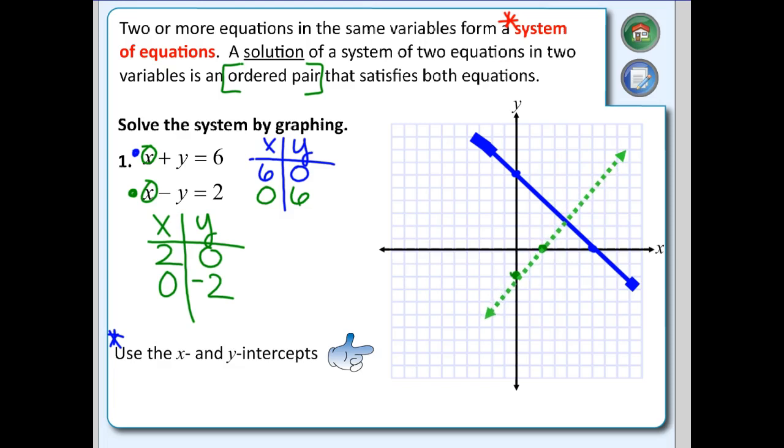Now, the ordered pair that satisfies both equations is where those 2 lines intersect. Now, where do they intersect? Well, 1, 2, 3, 4. I have to go right 4, so that's my x-coordinate. And then we have to go up 2. So their point of intersection, the ordered pair that satisfies both equations, is (4, 2).